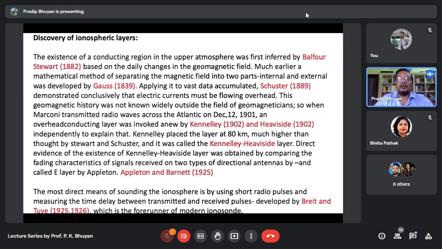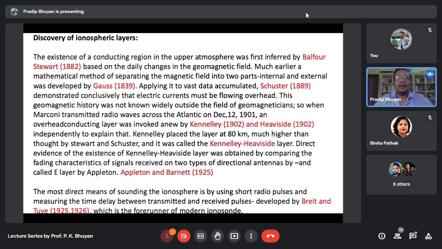And he thought that from his observations of these changes in magnetic field near the Earth's surface, basically from magnetometer measurements, there may be two magnetic fields, one internal within the Earth and another external above the Earth. Okay, so that was in 1839, long back.